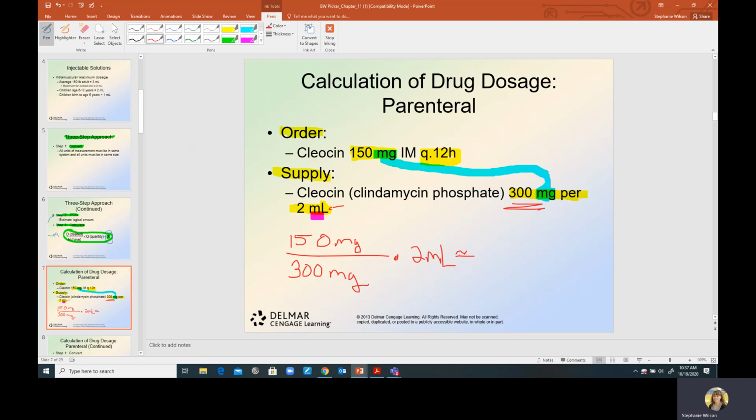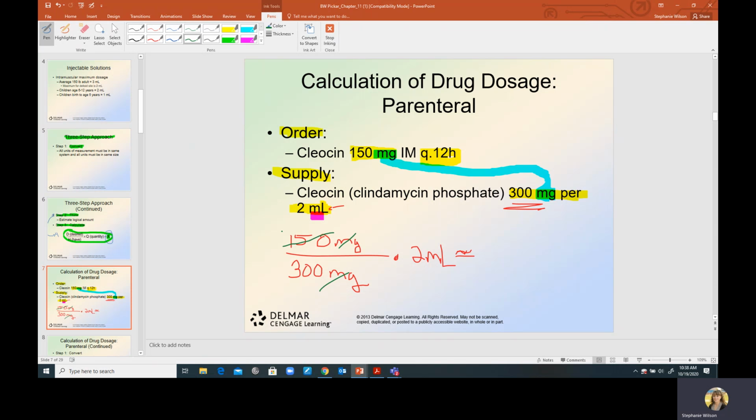And I'm going to use an approximation sign. It's not really a good one, but anyways. Now I'm going to come through and reduce milligrams with milligrams. And we know that 150 will go into 300 2 times, right? So that leaves me with 2 on bottom.